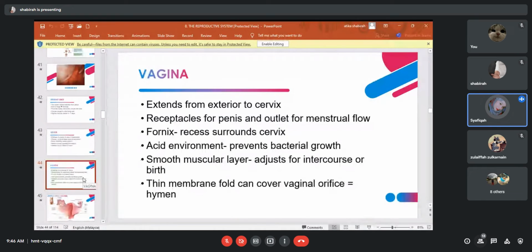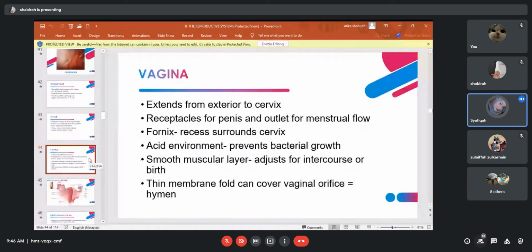Okay, so for vagina, dia extend from exterior to cervix, receptacles for penis and outlet for menstrual flow. Fornix, ni dia macam the vagina extends slightly beyond the cervix, creating pockets called as fornix, races around cervix lah. And then in vagina, we also have acid environment to prevent bacterial growth. A smooth muscular layer, it is for edges for intercourse or birth. And then thin membrane fold can cover vaginal orifice called hymen.